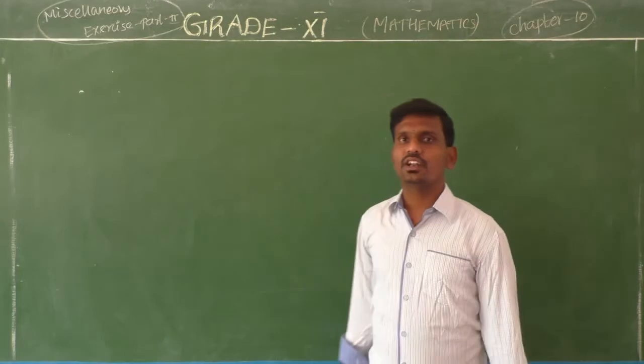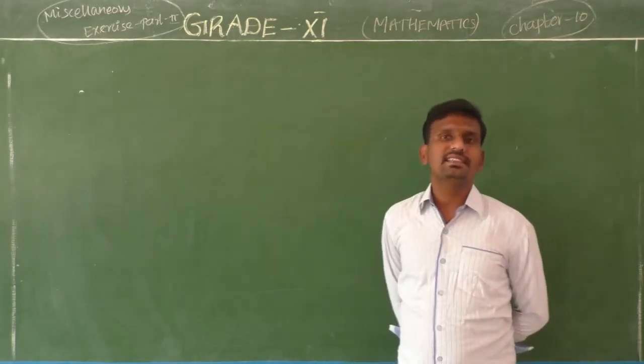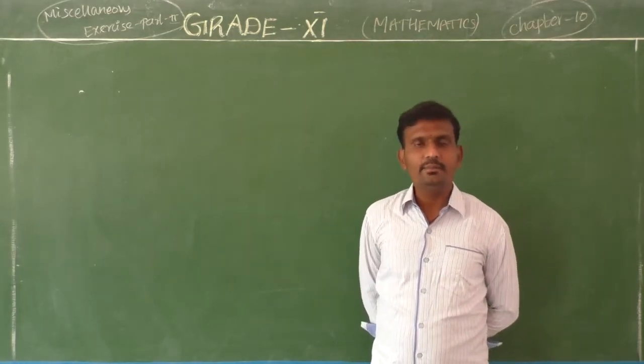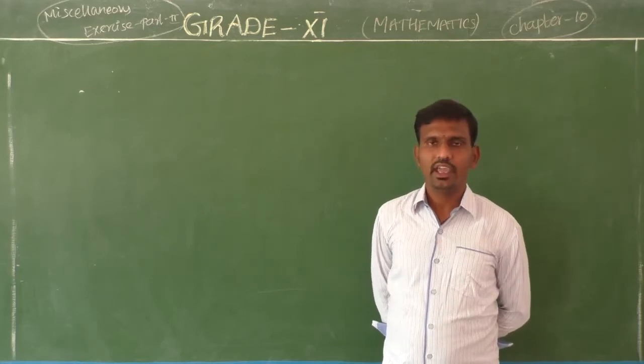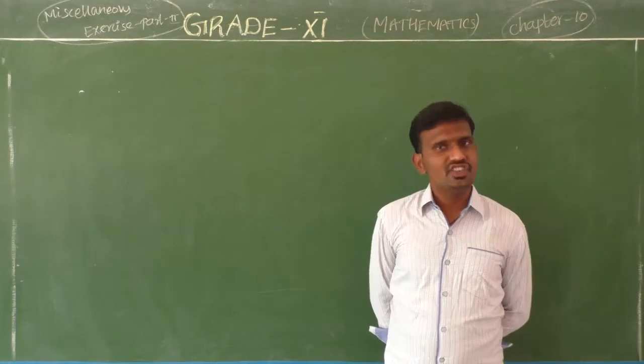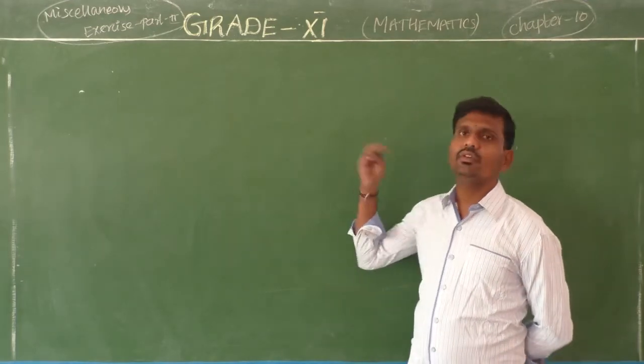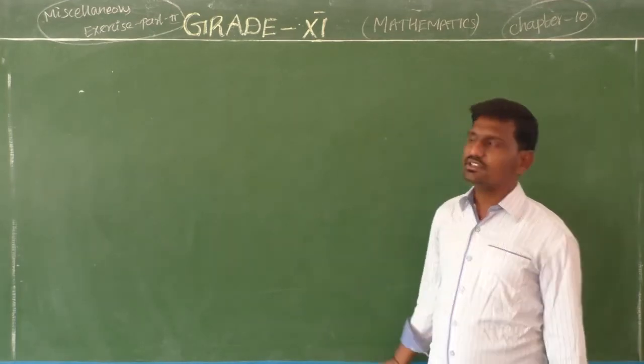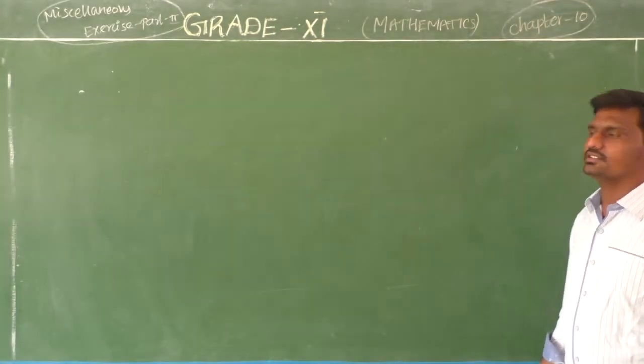This is the class for the continuation of the miscellaneous exercise for Chapter 10, Straight Lines. In the miscellaneous exercise we already completed some questions, and now we want to continue with the remaining problems.